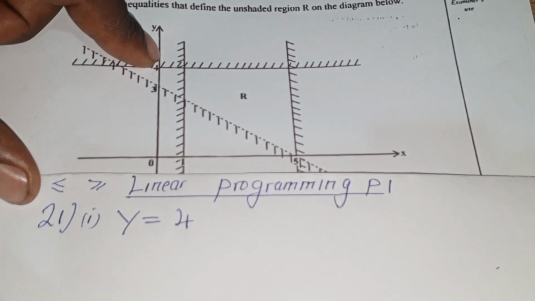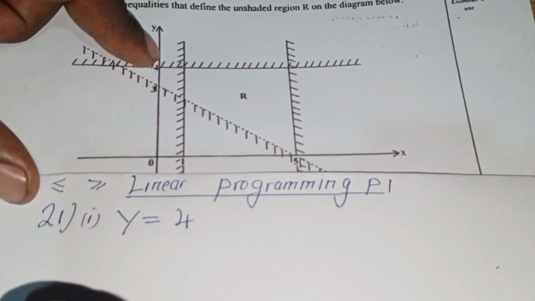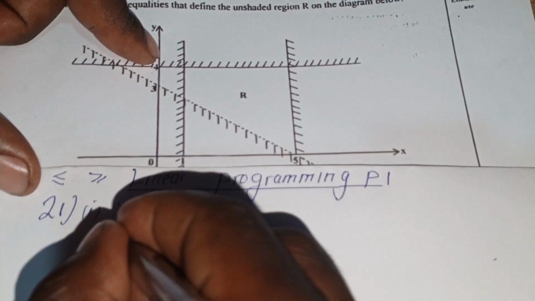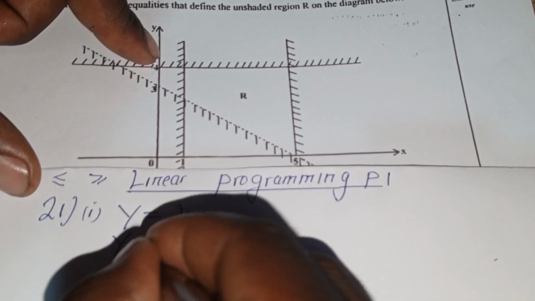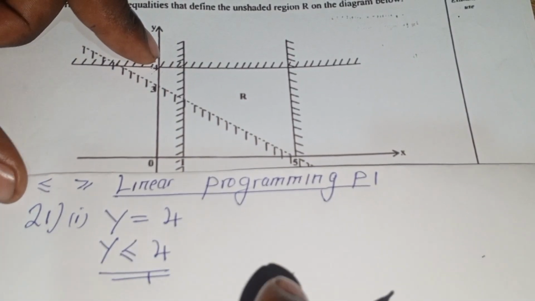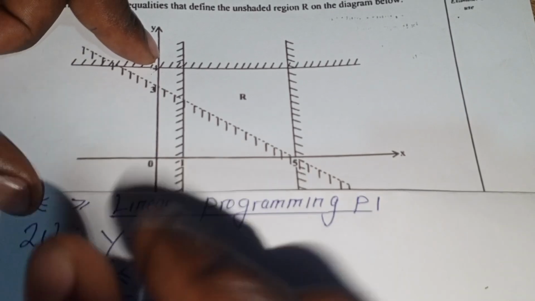That simply means that the region that is not shaded here is less, so we are going to use what? Less than or equal. So we are going to say y is less than or equal to 4. This is our first answer there. Let's try to proceed.